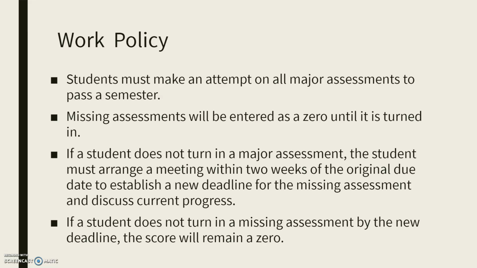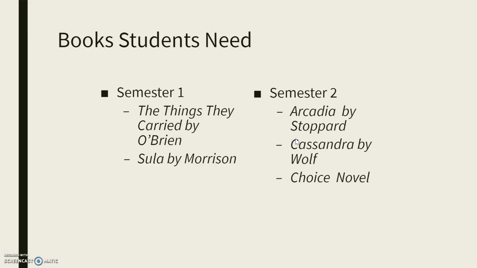And just to reiterate, parents will be kept in the loop through this entire process to make sure that your student is successful. Students are going to need 5 books across the semester. They will need, in semester 1, The Things They Carried by Tim O'Brien and Sula by Toni Morrison. And then in semester 2, they will need Arcadia by Tom Stoppard and Cassandra by Christa Wolf, and then a choice novel, which we will discuss at the end of semester 2.